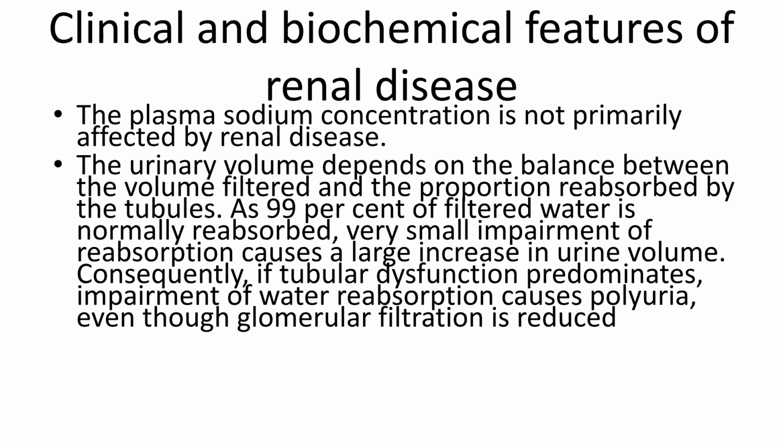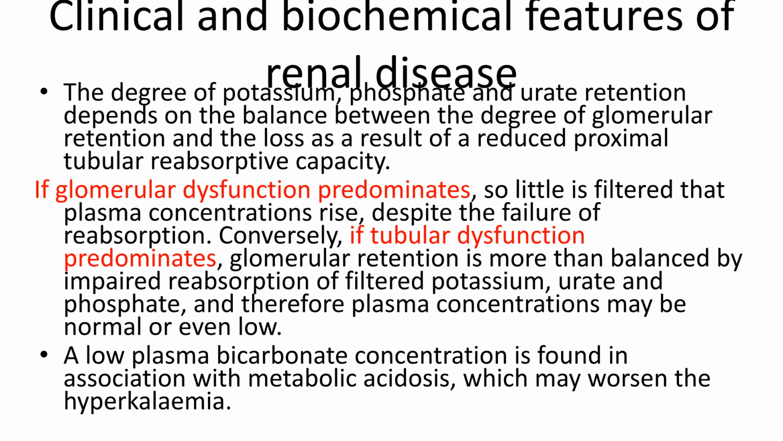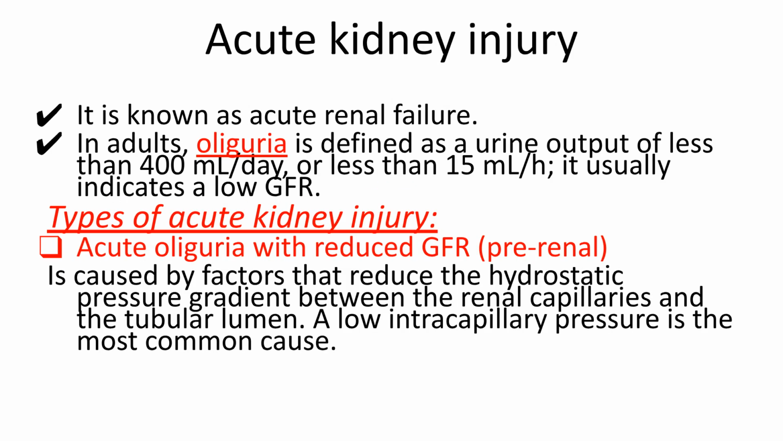Tubular impairment makes the concentrations in plasma and urine closer. Plasma sodium concentration is not primarily affected by renal disease. Since 99% of filtered water is normally reabsorbed, even minor tubular reabsorption impairment can cause polyuria or increased urine volume. Retention of potassium, phosphate, and urate depends on the balance between glomerular retention and proximal tubular reabsorption capacity.